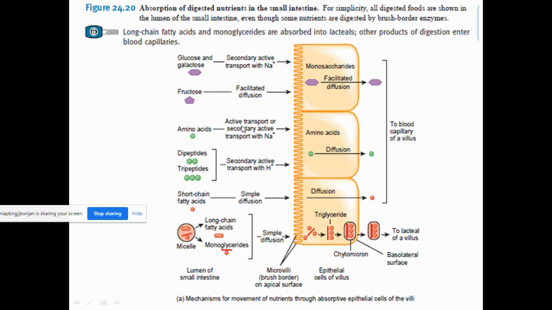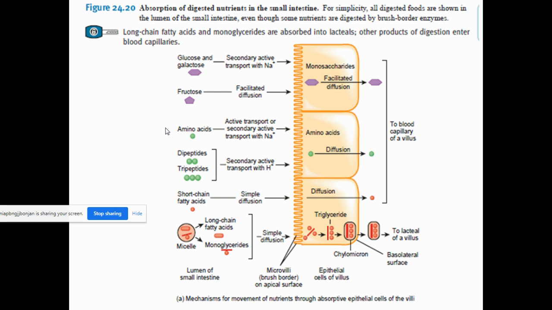Next, you can see the absorption of amino acids. Amino acids are absorbed separately, and the dipeptides and tripeptides are absorbed separately. The amino acids are smaller in size, so just like the glucose and galactose, they are transported via secondary active transport with the sodium. Here also there is the involvement of a transporter which attaches amino acids with the sodium, and it is transported across.